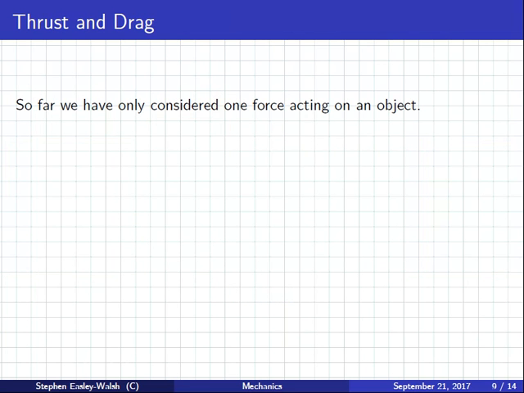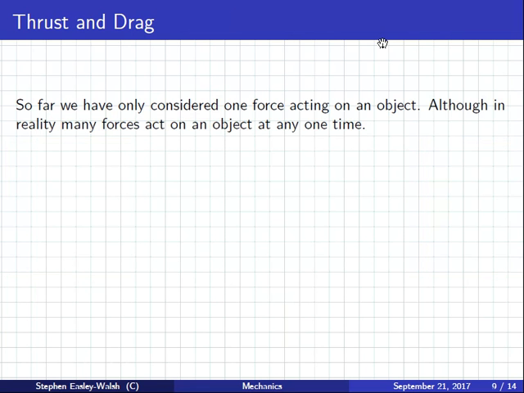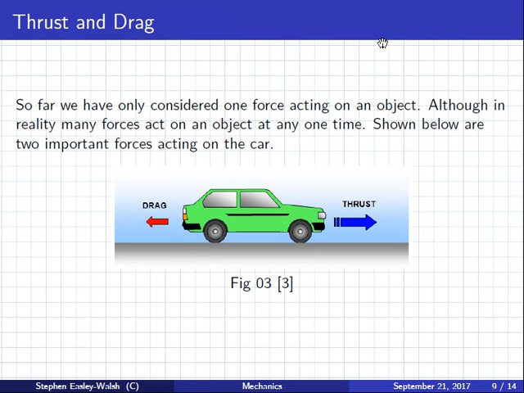So far, we've only considered one force, the weight. But in real life, there's many forces. For another example, we have a car here. It's not just the force of the engine that makes the car go forward. You also have this backwards force here, which tries to slow the car down. The vocabulary here is that the force that drives the car forward is called the thrust, and the force that tries to slow it down is called the drag. And in real life, there's always both, just like with the feather that falls.